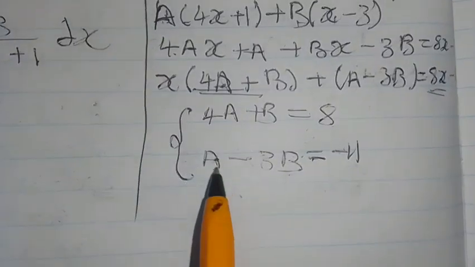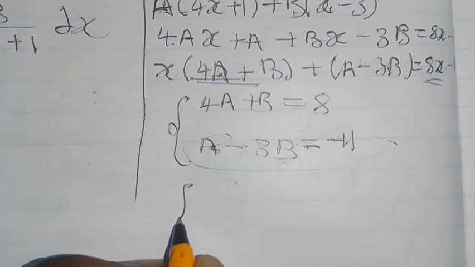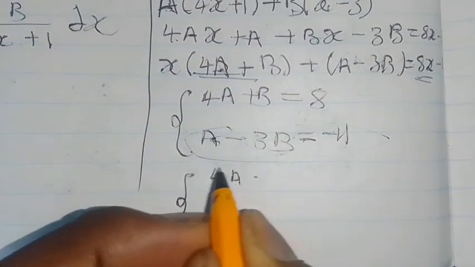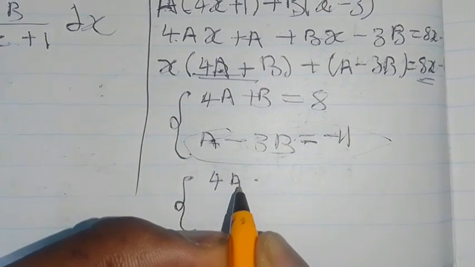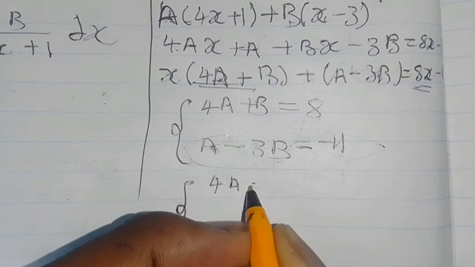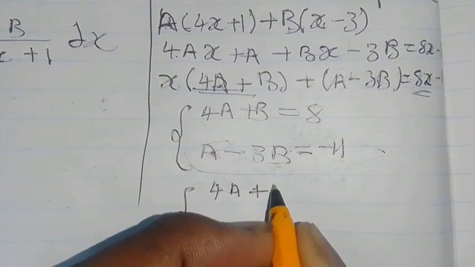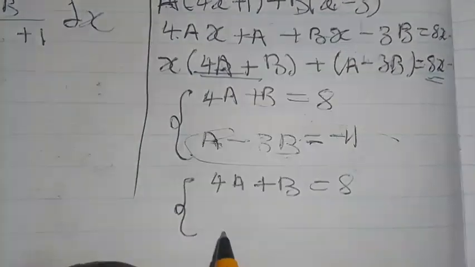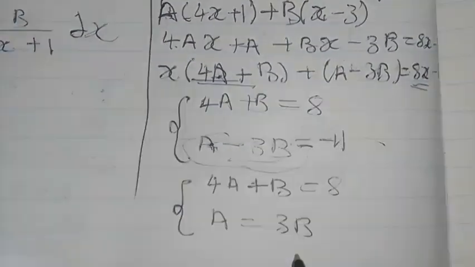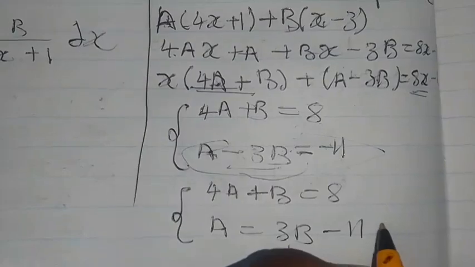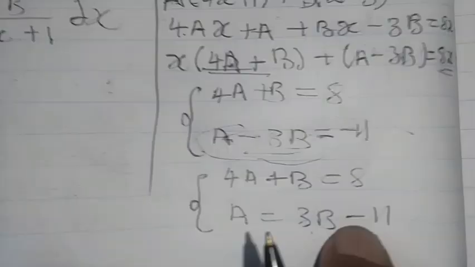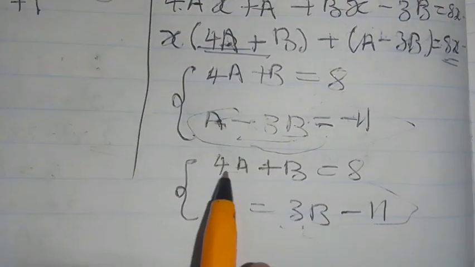Now, the easy thing to do is solve for a in the second equation, or you can solve for b in the first equation. Then you have 4a plus b being the same as 8, and a minus 3b being equal to minus 11. If you take this one, the other side is going to be positive 11. Then a equals 3b minus 11. You just plug this one in terms of a.